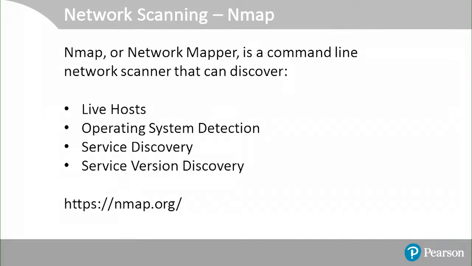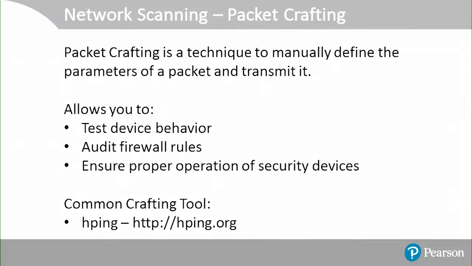The tools that we mentioned in the previous lesson were Nmap and hping. Nmap, Network Mapper, written a long time ago, in 1997, is used for discovering live hosts, operating system detection, service discovery, and service version discovery. Available at nmap.org. And for packet crafting, we have hping. So we've touched on Nmap and we've touched on hping in the previous lesson. Touching on it again here because these are the tools that you're primarily going to use in order to do this scanning, this available service scanning.